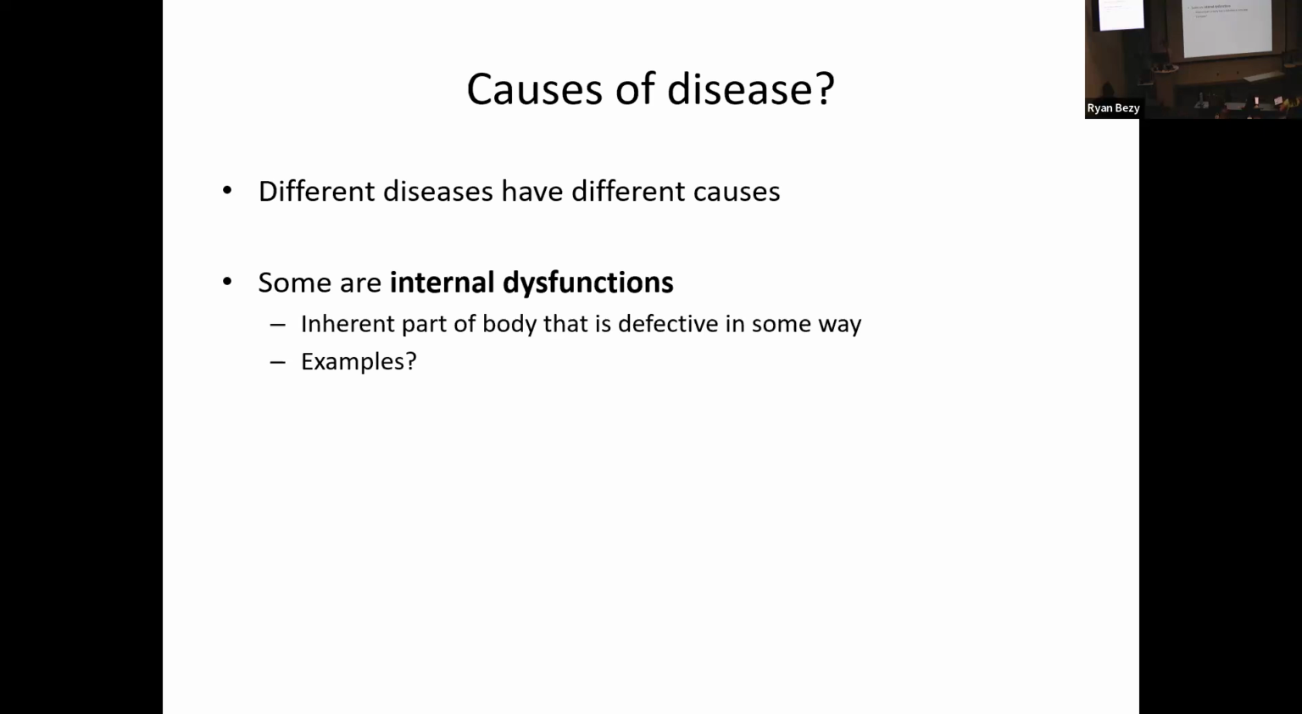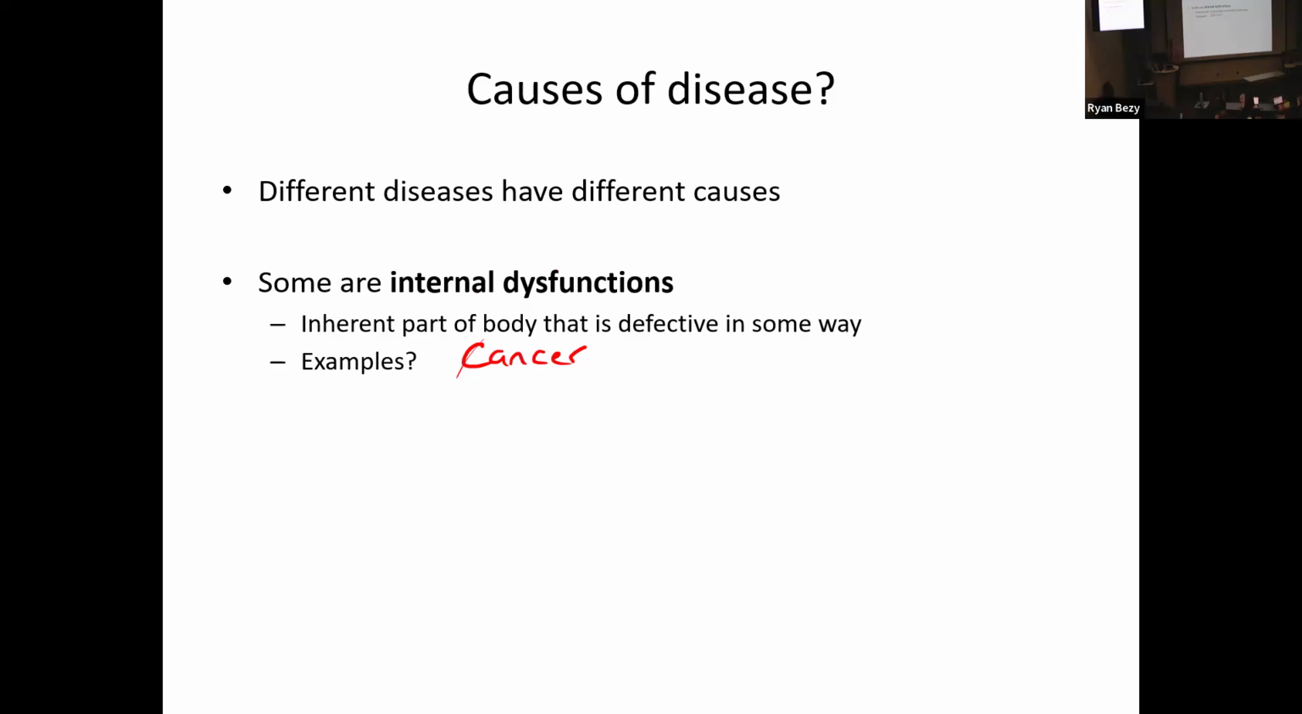Some diseases are what are called internal dysfunctions. This is where there is an inherent part of the body that becomes defective in some way. It's a part of the body that's normal, but then becomes defective. Internal dysfunctions, what might be an example? Yeah, cancer is probably one of the more classic examples of an internal dysfunction.